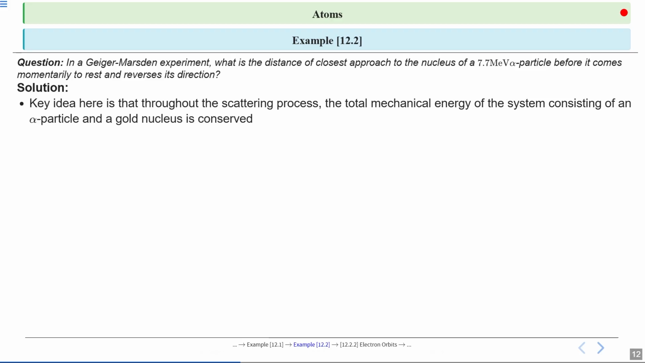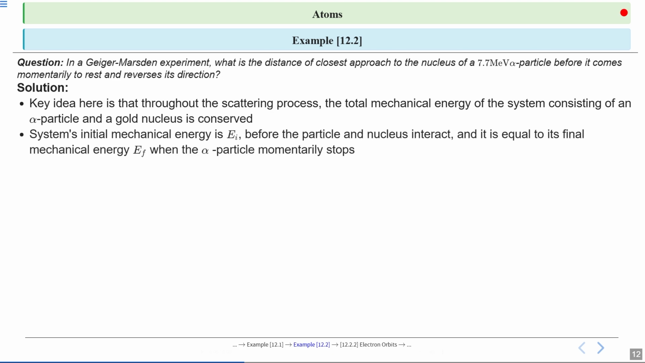So first, let's focus on the key idea. Throughout the scattering process, the total mechanical energy of the system is conserved. That means the sum of kinetic energy and potential energy stays the same as the alpha particle approaches the nucleus. That is a fundamental principle in physics: energy can't be created or destroyed, only transformed.